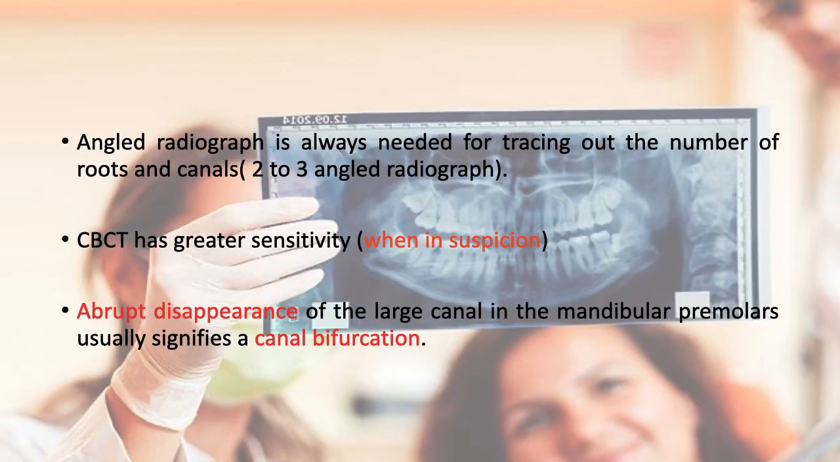An angled radiograph is always needed for tracing out the number of roots and canals. So how many radiographs? If you take 2 to 3 angled radiographs, that is sufficient. And if you are still confused, you can take a CBCT for greater sensitivity, but only when you are in suspicion. In all cases, we don't use CBCT. And there is one more fact: abrupt disappearance of a large canal in the mandibular premolar usually signifies a canal bifurcation. So when you trace the canal and the radiolucency disappears, you should always think that there is a canal bifurcation.